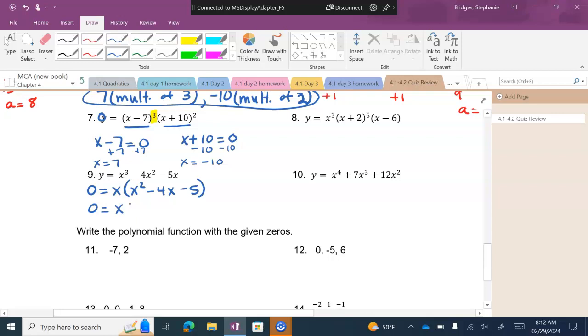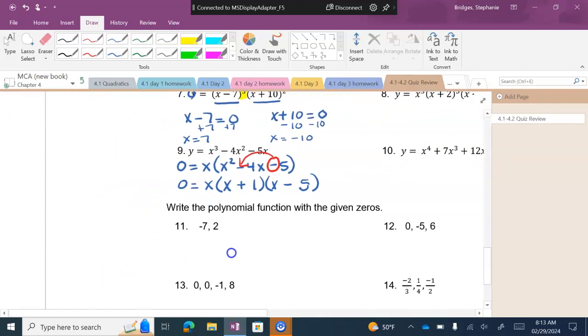Is that the easier trinomial or the harder one? Easy. We want numbers that multiply to give us 5 and subtract to give us 4. What numbers multiply to give us 5 and subtract to give us 4? 1 and 5, yep. Are my signs the same or different? Different, and the first one goes in front of the bigger number. So it's going to be -5 and +1.